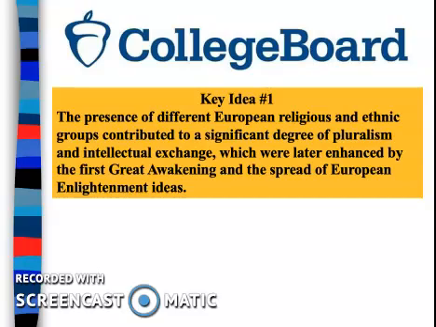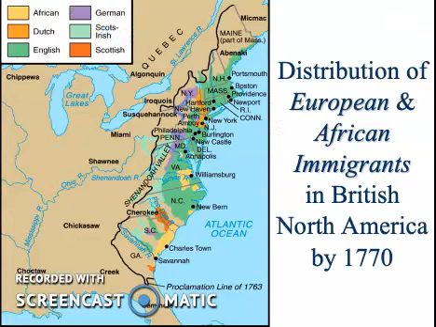That brings us to key idea number 1. The presence of different European religious and ethnic groups contributed to a significant degree of pluralism and intellectual exchange, which were later enhanced by the First Great Awakening and the spread of Enlightenment ideas. So we're going to see a lot of different groups come to North America.